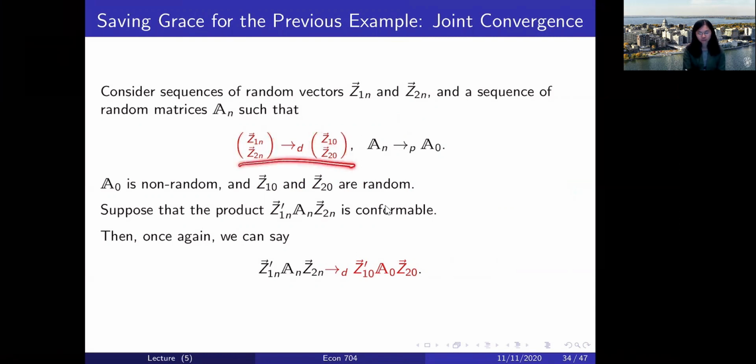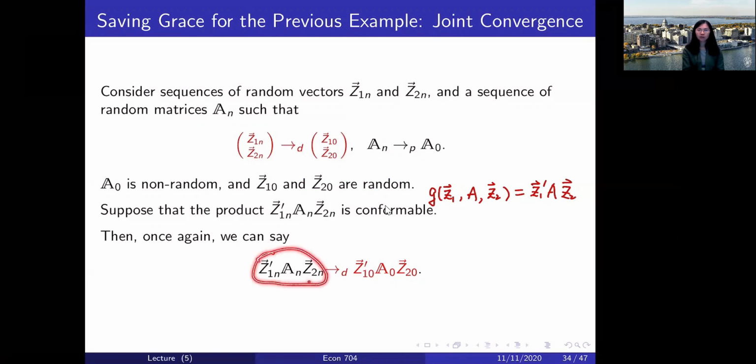If this holds, and you consider the same g function, then you can save the convergence. Then you can apply the generalized Slutsky theorem to conclude Z1n prime and Z2n converge in distribution to Z10 and Z20.